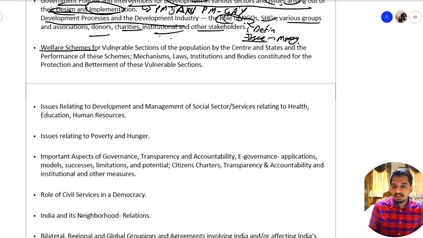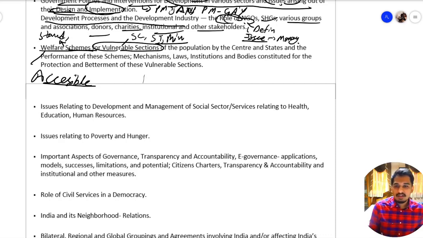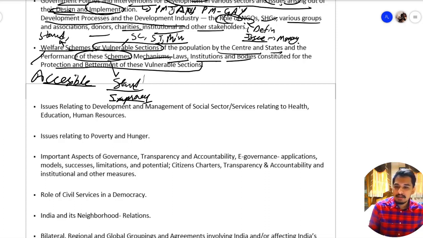Then we have welfare schemes for vulnerable sections. Who are the vulnerable sections? SCs, STs, minorities, women. So what are the welfare schemes for them? Okay, see, we have Stand Up India. Then we have Accessible India campaign for the welfare of these weaker sections by center state. And the performance of these schemes, how are they performing? That what are the issues with respect to Stand Up India, how it can be improved, this should be known by us.